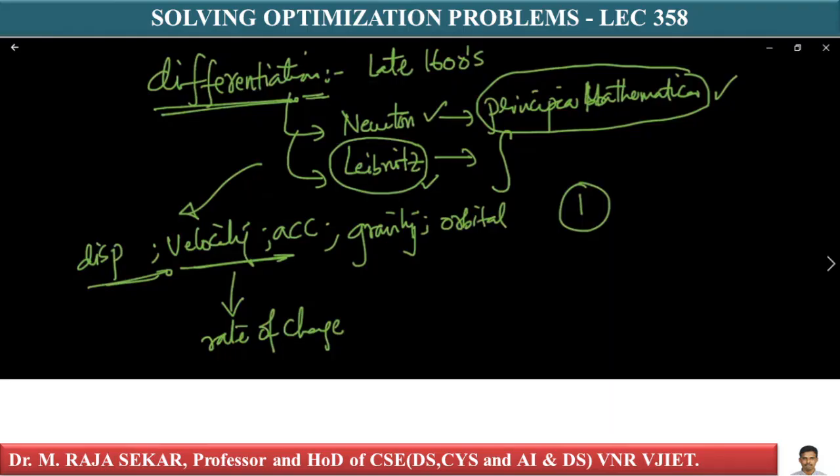What is velocity? Velocity is the rate of change of displacement, and acceleration is the rate of change of velocity. So most of the calculus we use today was actually created to solve physics problems in the late 1600s and 1700s. This is 300 plus years old, but we still use it to solve machine learning or data science problems today. That's the beauty of calculus. It's probably one of the greatest creations of humankind.